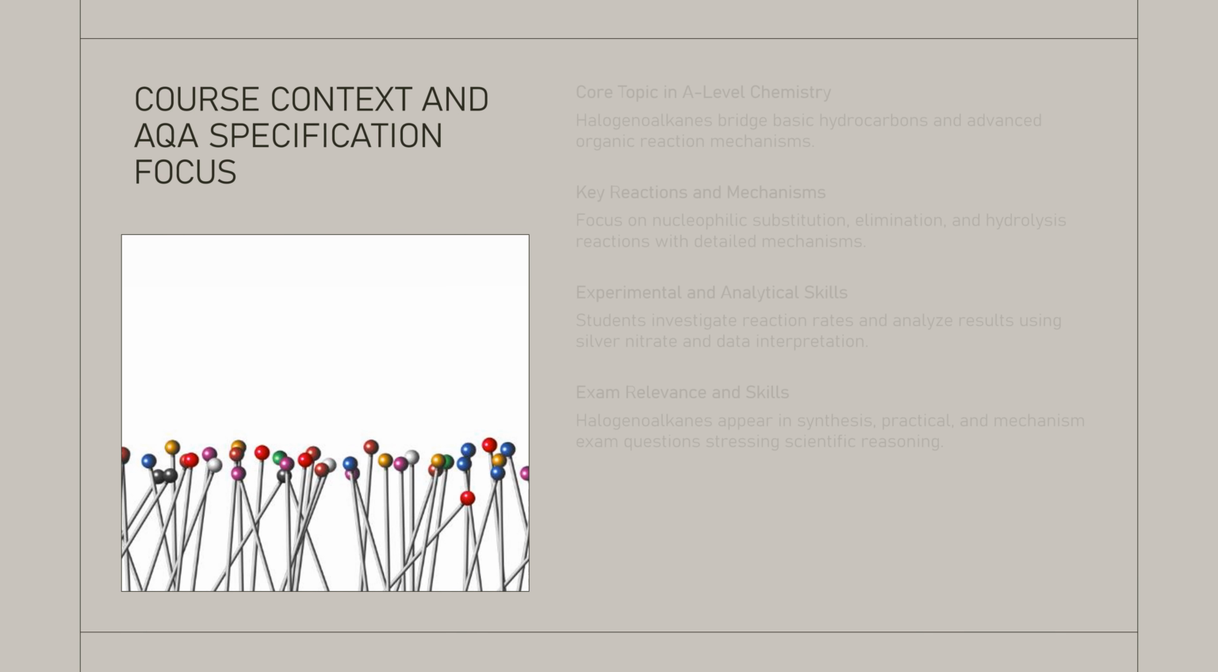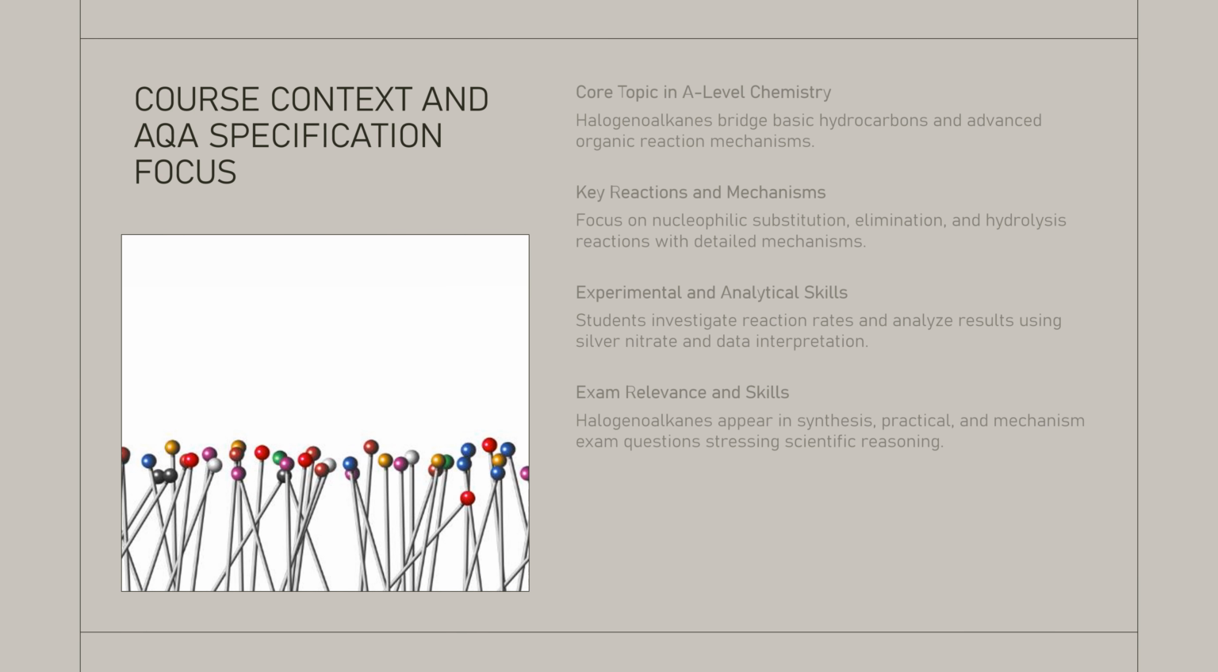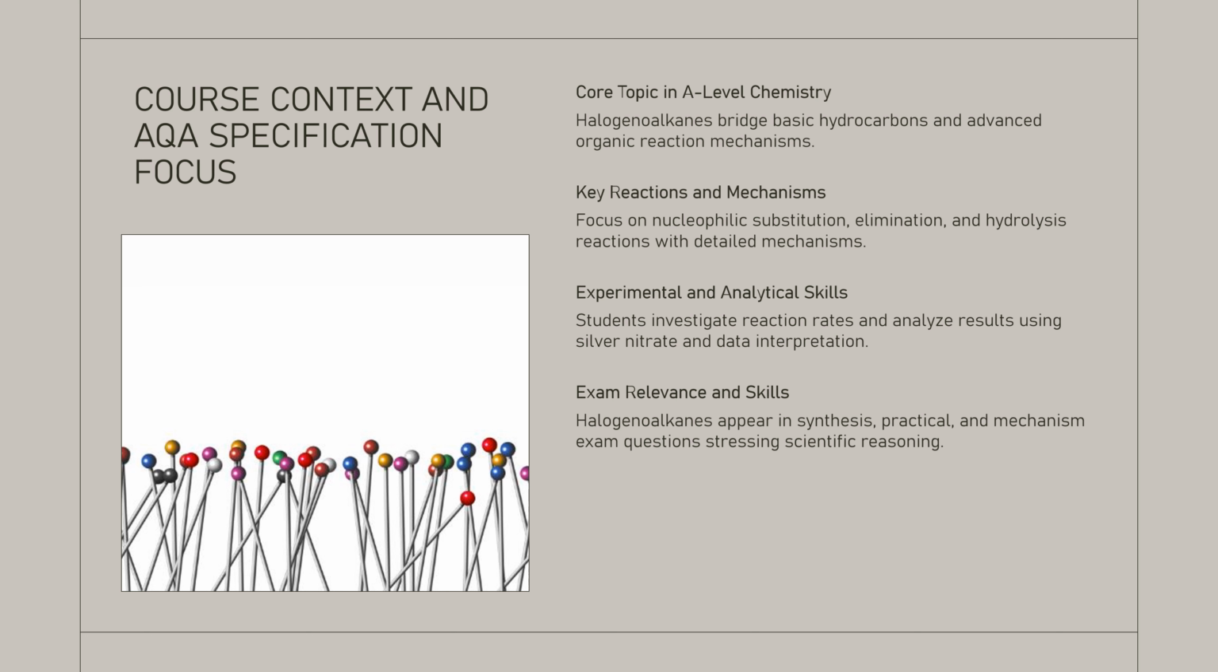In halogenoalkanes, students develop an understanding of how functional groups influence reactivity, why different halogens behave differently, and how experimental evidence is used to support chemical theory. Halogenoalkanes are defined as organic compounds in which one or more hydrogen atoms in an alkane have been replaced by a halogen atom, typically chlorine, bromine, or iodine. Throughout this topic, learners are expected to use appropriate chemical terminology, draw and interpret mechanisms using curly arrows, and apply their knowledge to unfamiliar exam questions.